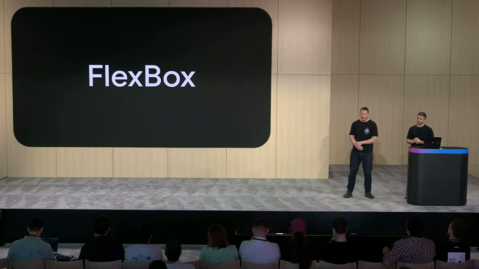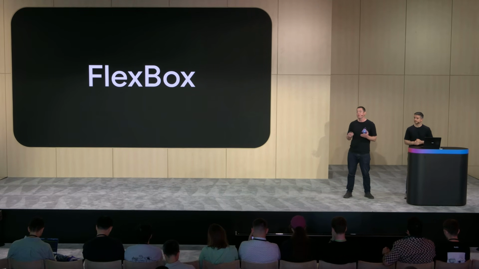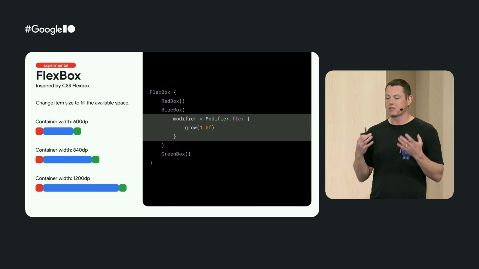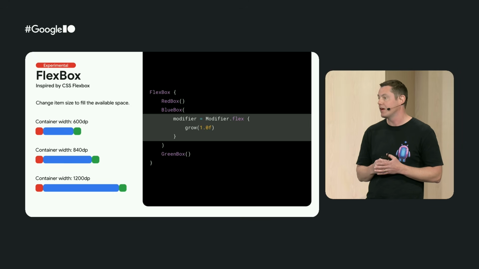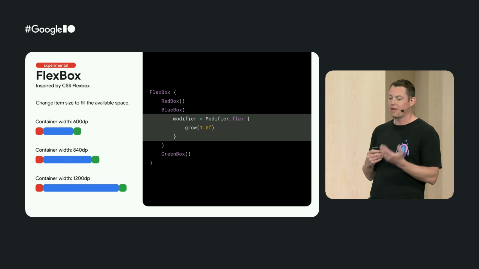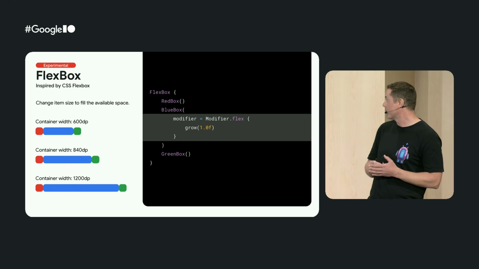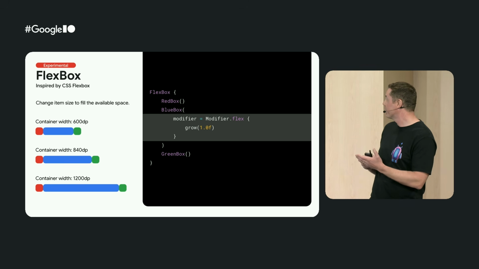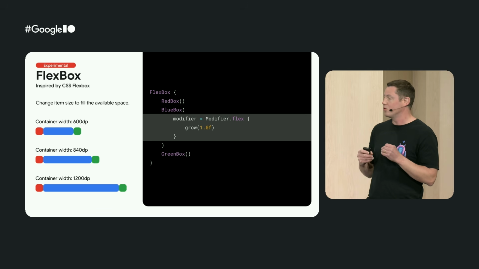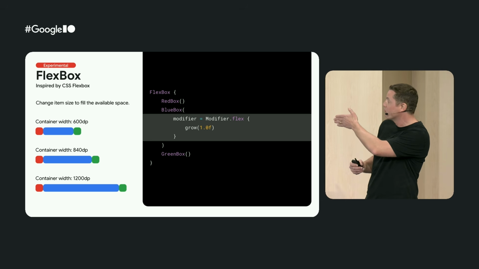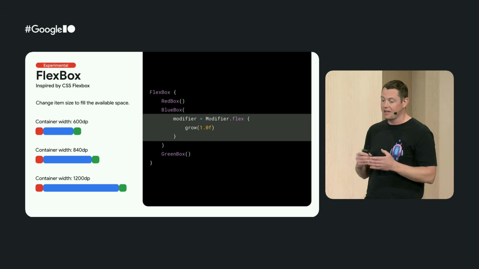Cool. OK, so we have a couple more experimental layout APIs to share that can be extremely useful when you're creating adaptive UI. So first up is FlexBox. Now, FlexBox lays out items in one direction, and it can resize its children to fill the available space. You use the Flex modifier to access Flex's properties. And here we're using the grow property to have that central child grow when there's any extra space.